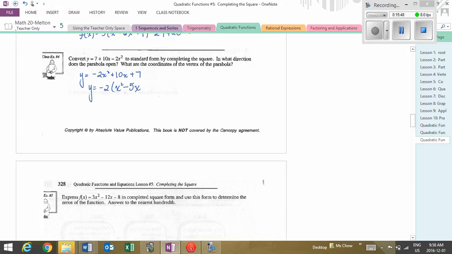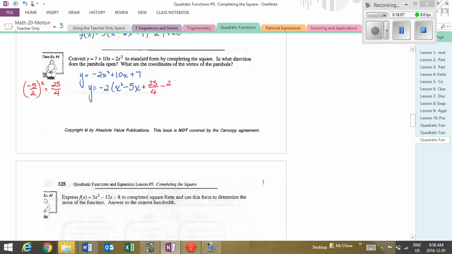So again, what are we doing? We're taking that b value of negative 5, we're going to divide by 2, and we will square that. Keeping it in fraction form, negative 5 over 2 times negative 5 over 2 is 25 over 4. So we add 25 quarters.